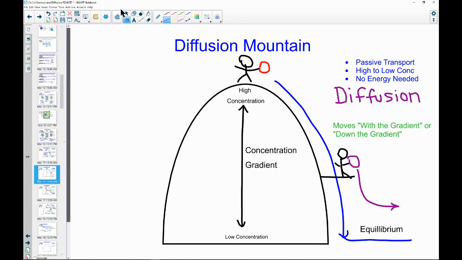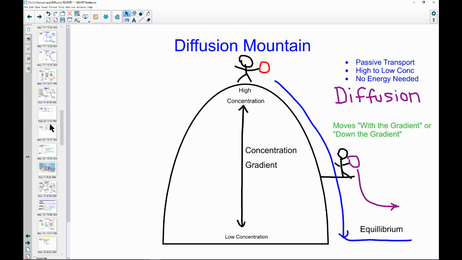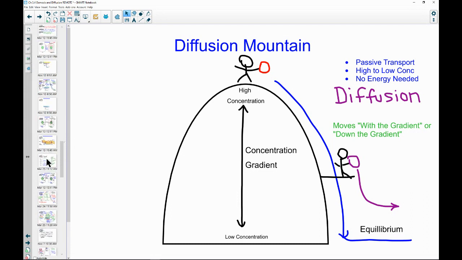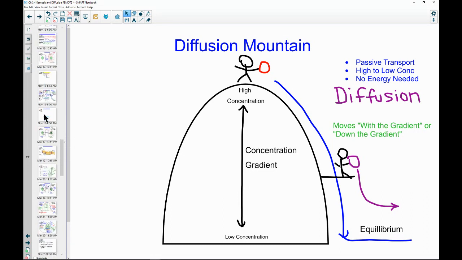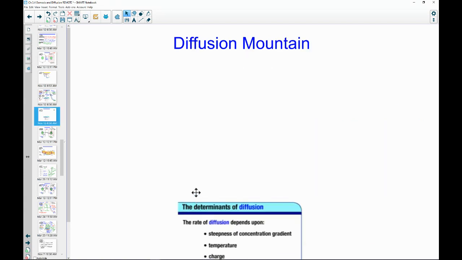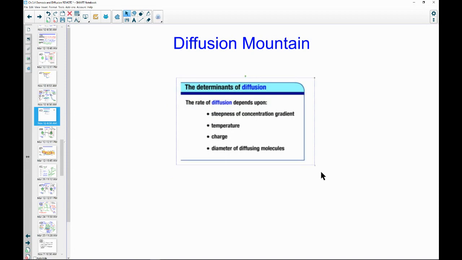Okay, so we're going to be looking at some of the factors that are going to affect the rate, and that's the last thing I want to leave you with, if I can find it. Trying to remember if this is it. Here it is. So the rate of diffusion. The rate of diffusion is how fast those molecules are going to move. This is the last piece that I want you guys to get down. The rate of diffusion depends on how steep that concentration gradient is, what we just discussed.